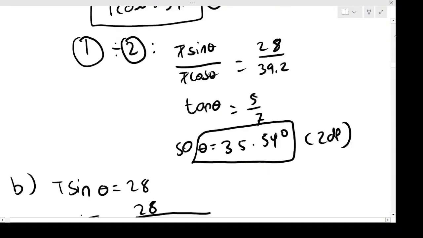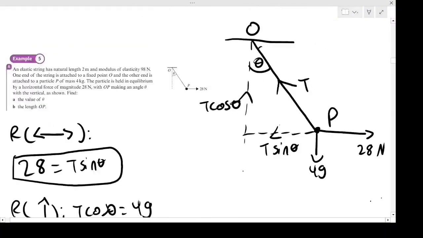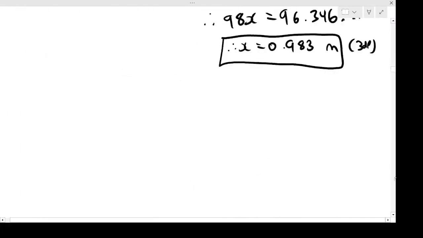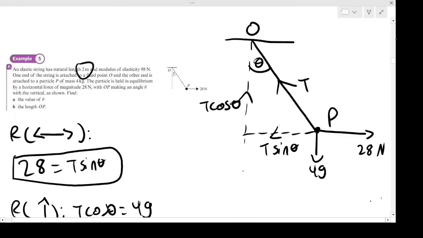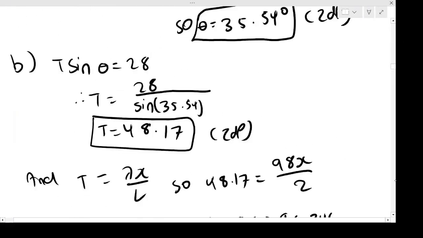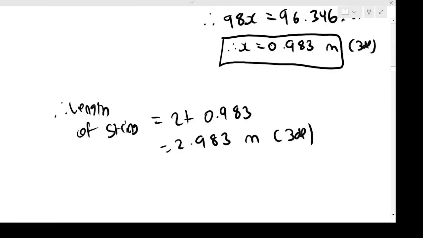But that's my extension. So the length of the string, which in other words is the length O to P, is going to be the natural length added to the extension. The natural length is 2, so that's 2 add x, which is 2 add 0.983, which would be 2.983. And there we are. That is my length there.